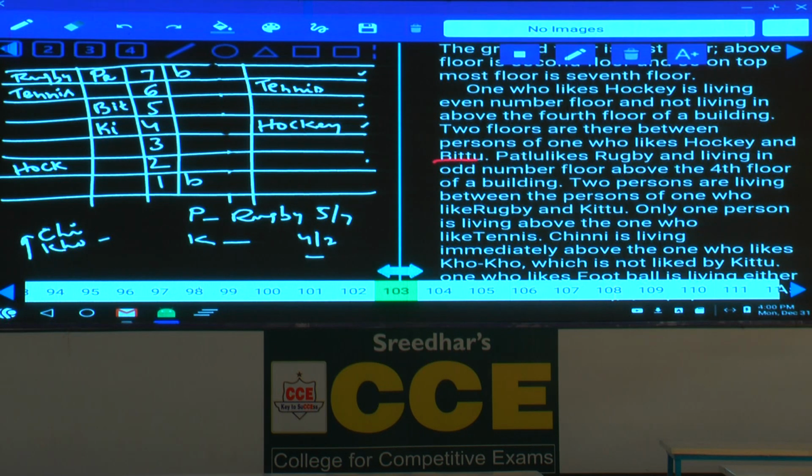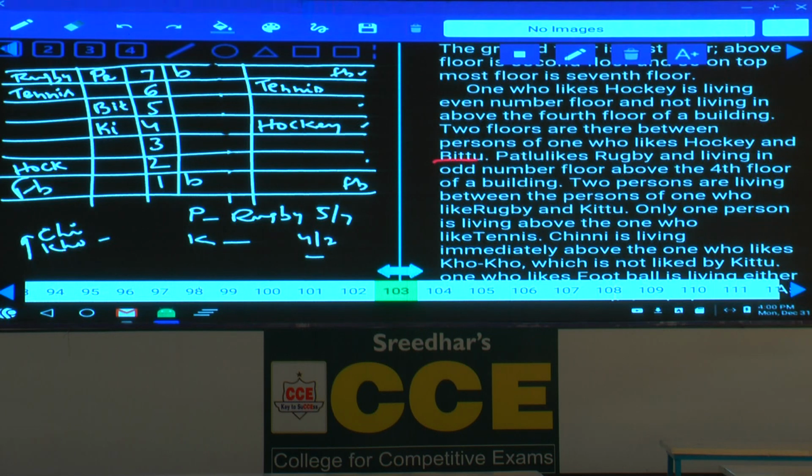And one who likes football is living either on the top or the ground floor of the building. Hence, football can be either on the 1st floor or on the 7th floor. Now, in this one, football must be on the 1st floor only. As many persons living between Bunny and Montu is the same as between the ones who like cricket and rugby, and one who likes cricket does not live on the ground or the top floor of the building.